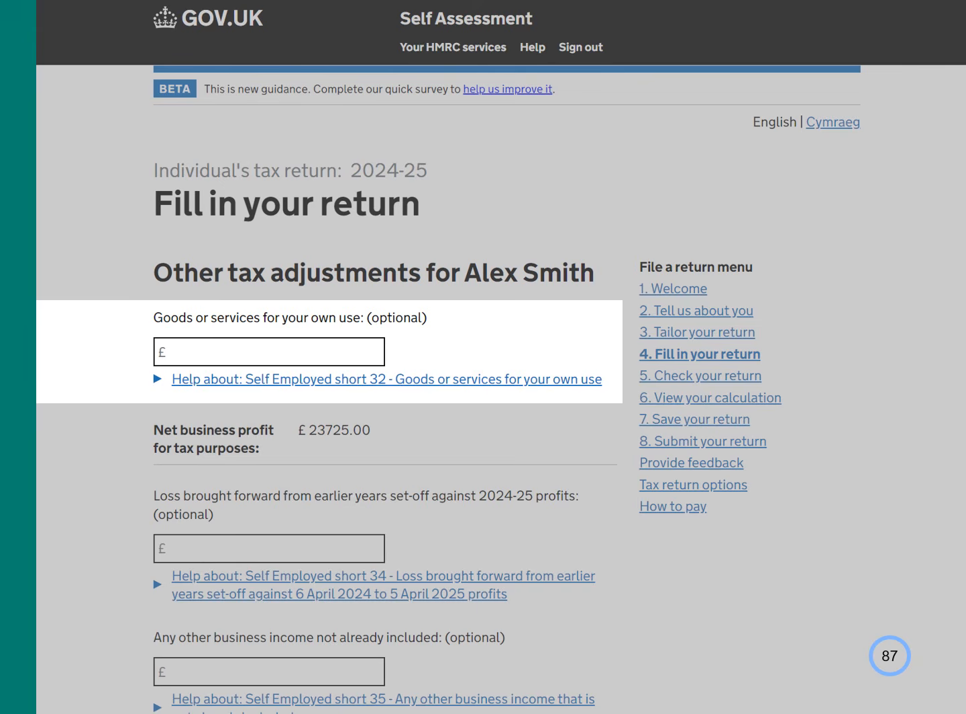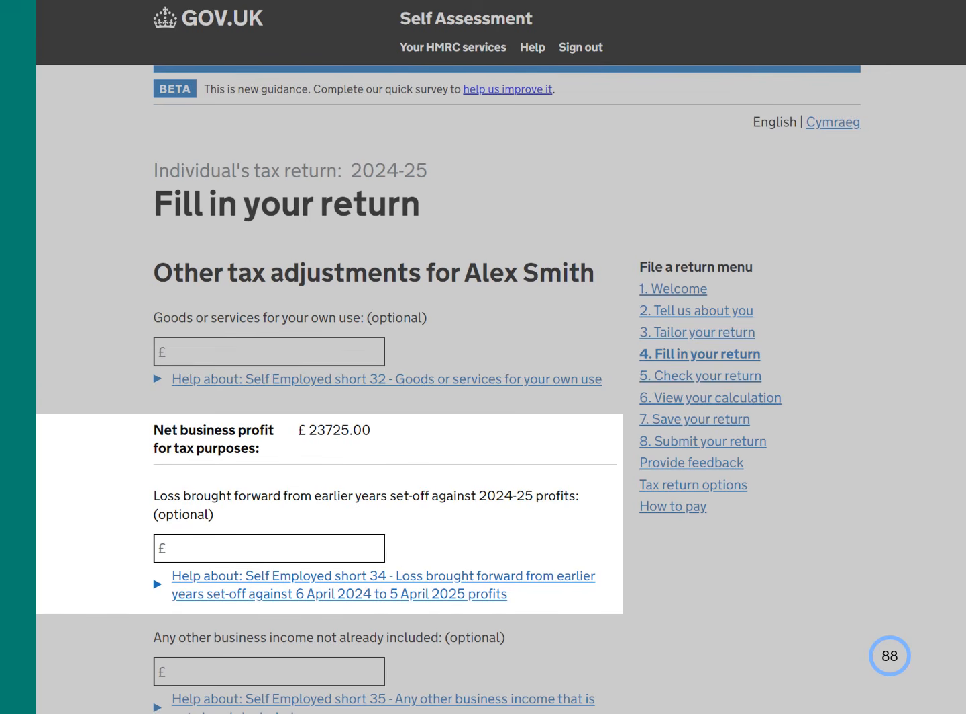On the Other Tax Adjustments page, enter here the value of any stock or goods you've had for your own use. If you included any disallowable expenses earlier, also include them here.